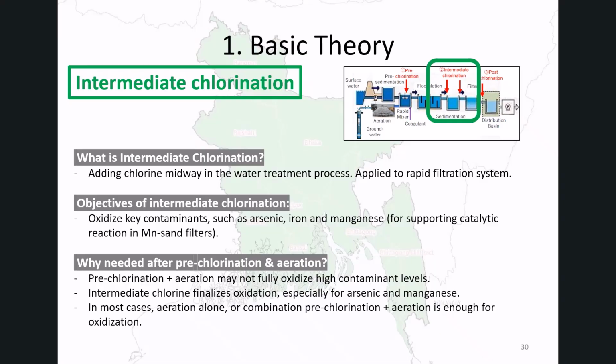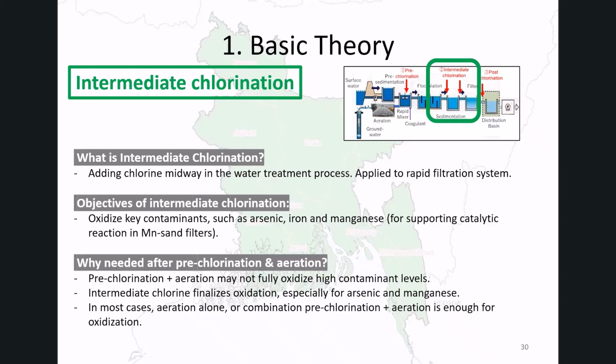Intermediate chlorination is the addition of chlorine midway through the treatment process. Its main purpose is to oxidize contaminants such as arsenic, iron, and manganese, especially to support catalytic reactions in manganese sand filters. The question may arise, why is chlorination needed after pre-chlorination?